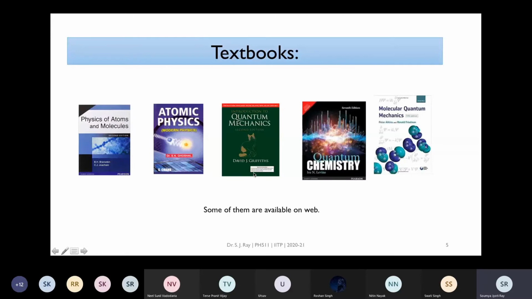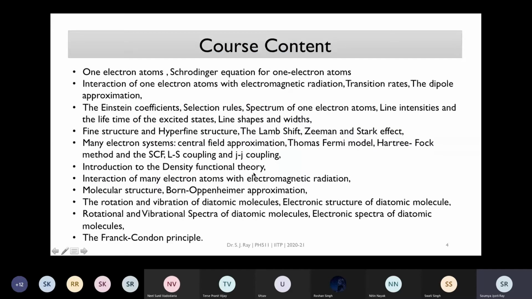And then we'll be talking about the interaction of the electron system with electromagnetic radiation. So this is roughly, let's say, where atomic physics will be done, and after that we'll be going into molecular physics. So yes, the second part.